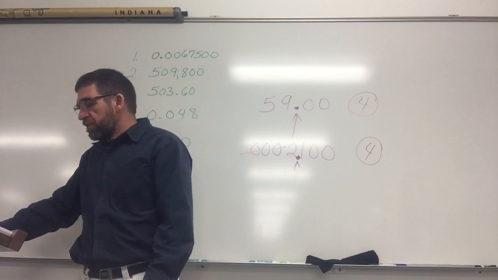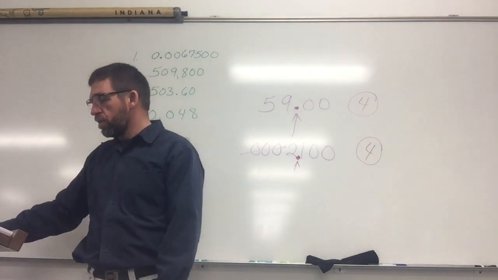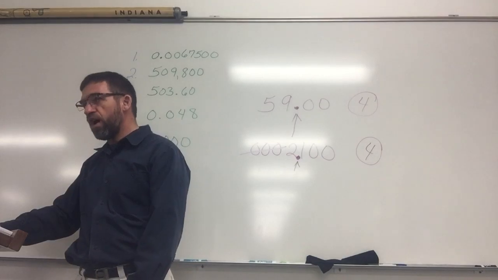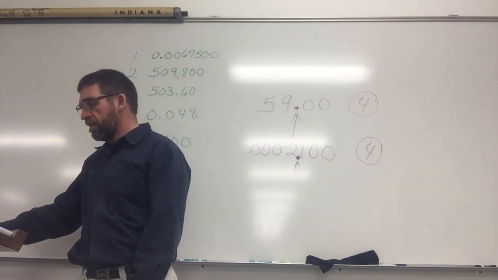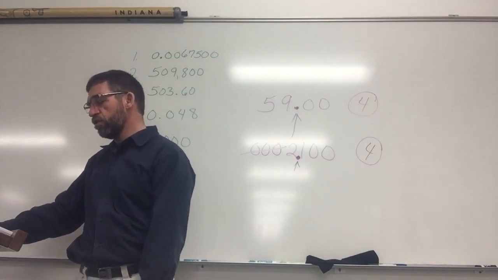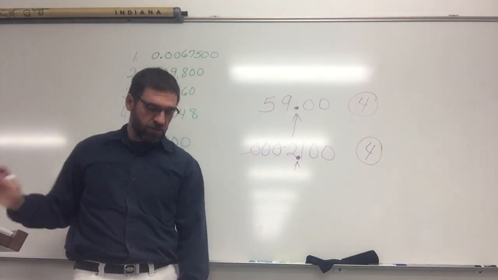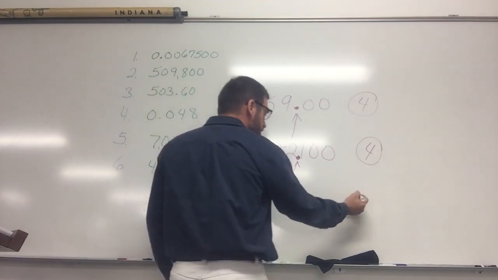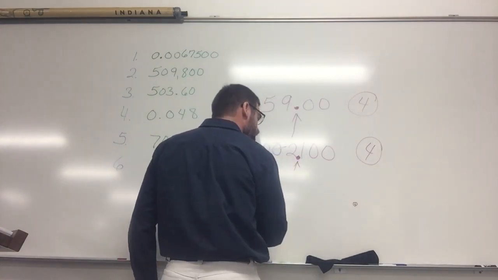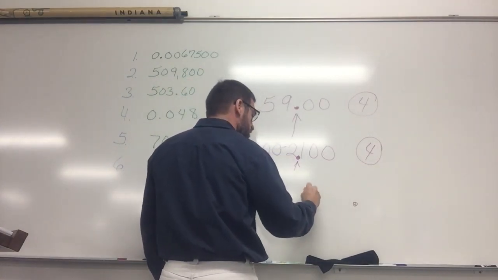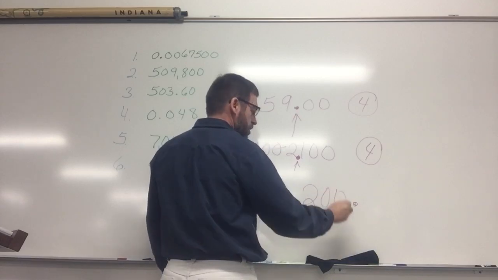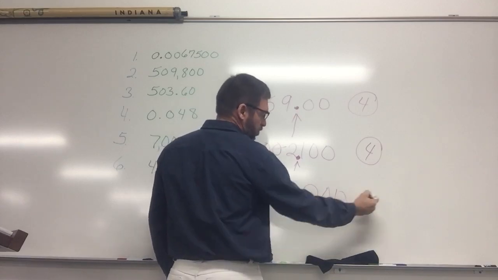Now, the next rule is sometimes a number will end with 1 or more zeros followed by a decimal point. In this case, the zeros before the decimal point are significant digits. So anytime your number ends in a decimal point, anything in front of that is important. So if I say 200 decimal, yes, there are all 3 counting.